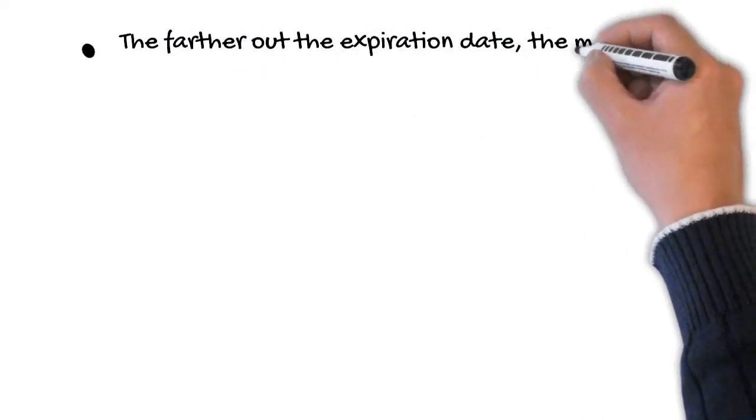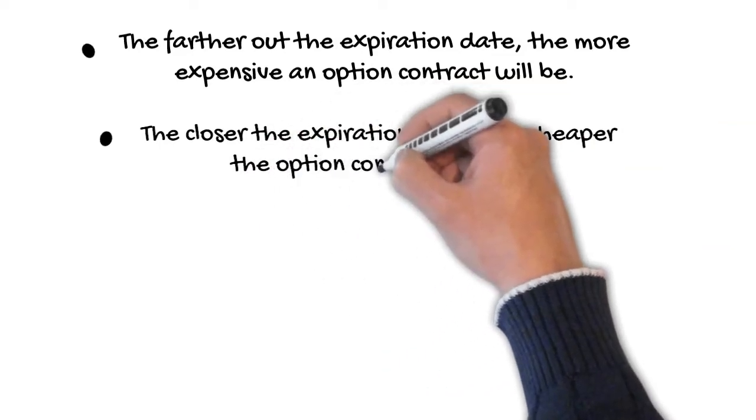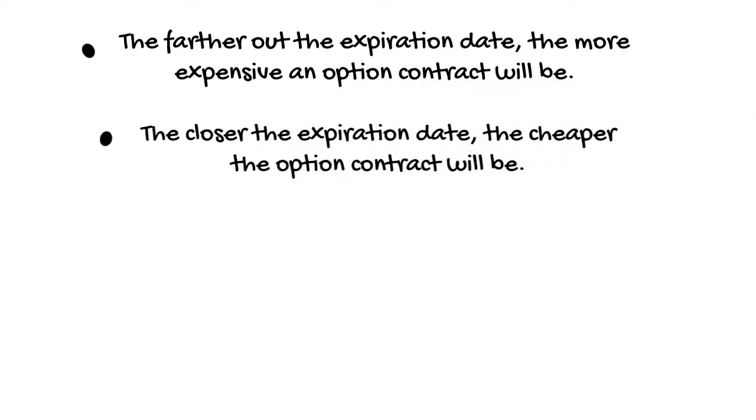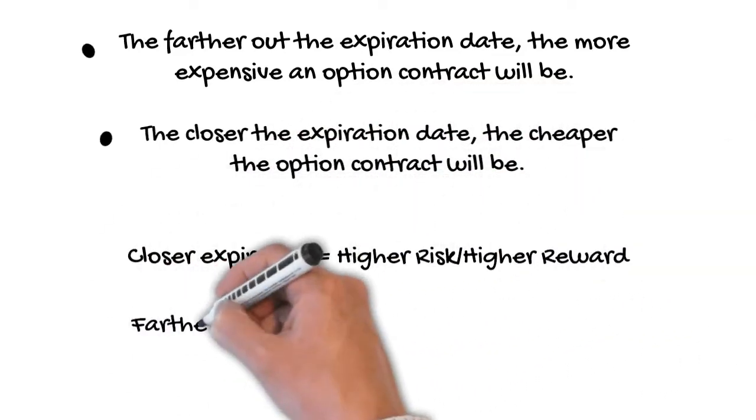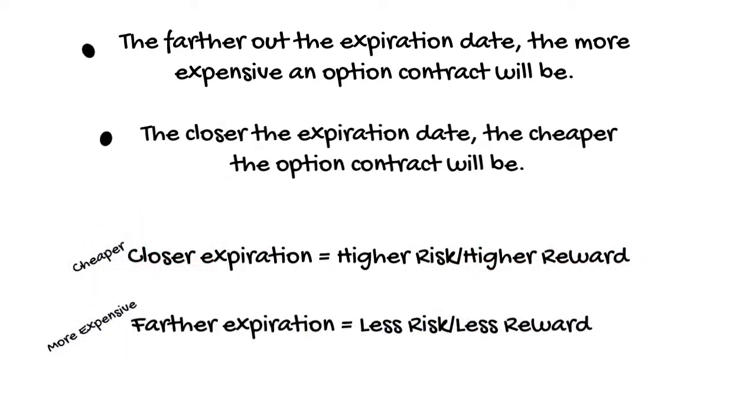One last thing real quick on expirations. The farther out the expiration in general, the more expensive the contract will be. And the closer the expiration, the cheaper your contract will be. You're essentially paying for risk and reward here. So the closer the expiration, it's a higher risk, higher reward strategy. And the farther the expiration is a less risk, but less reward strategy.